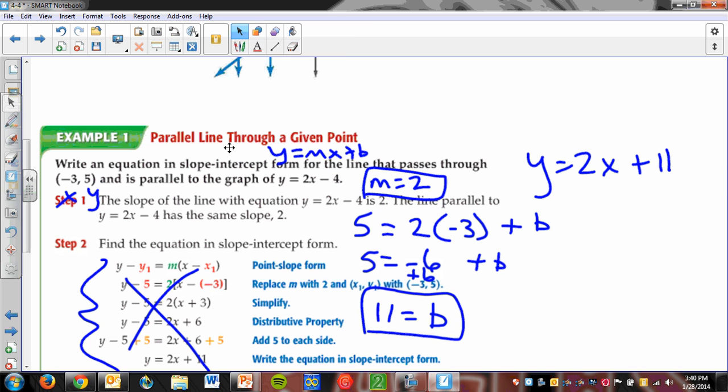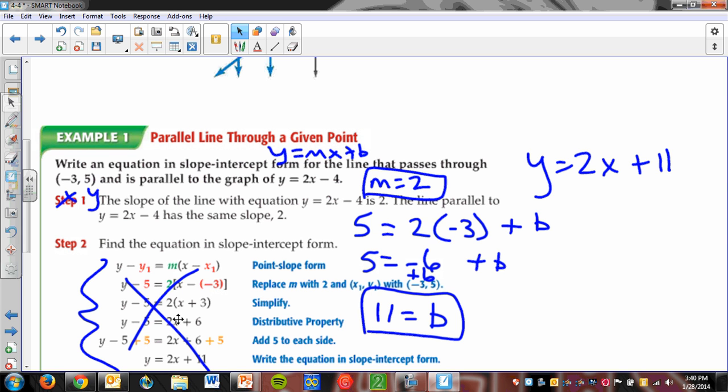I had that crossed out because, to be completely honest, this is unnecessary for us. We're looking at slope. We're always looking at slope. For them to be parallel, they've got to have the same slope. So y equals 2x minus 4, my slope is 2. My parallel line will have the same slope.